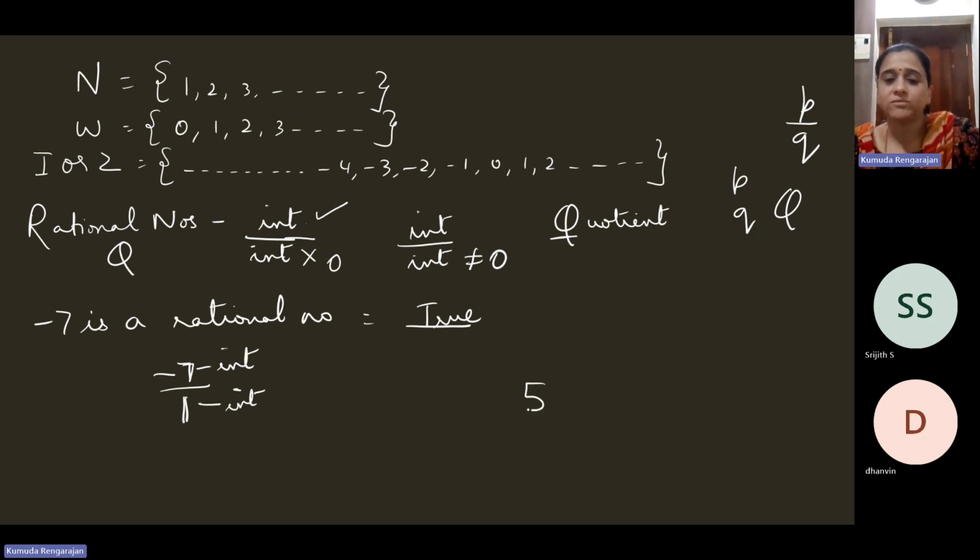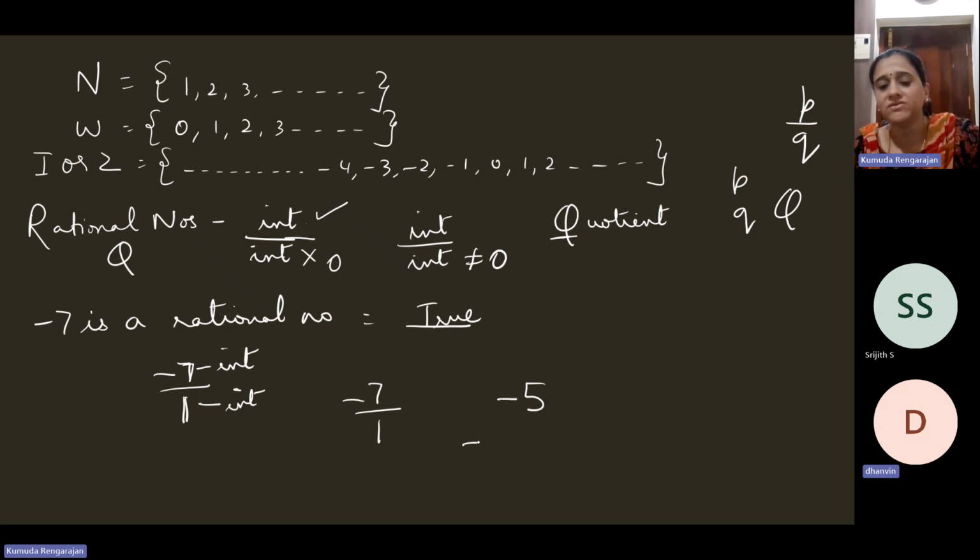Now, if I write 5, is it positive or negative? Positive. No, I didn't put a plus sign. Then how can you say it's positive? So it's understood it is +5, right? If it's a -5, then I have to say -5. In the same way, -7 can always be treated as -7 by 1.